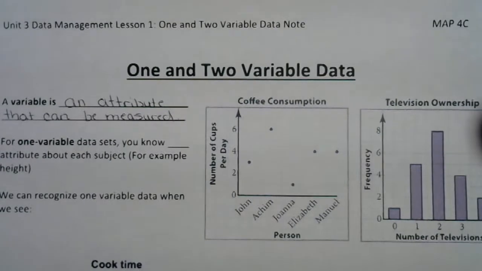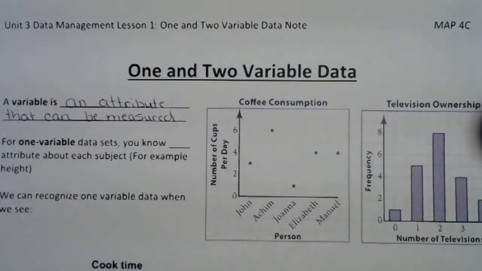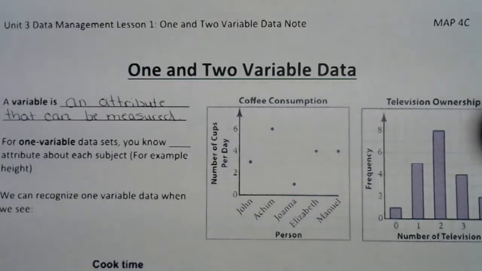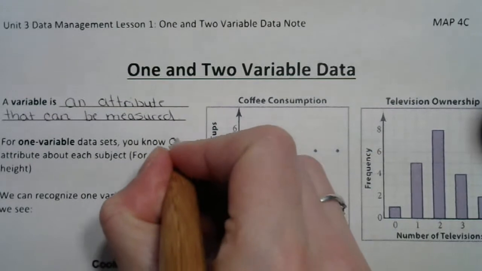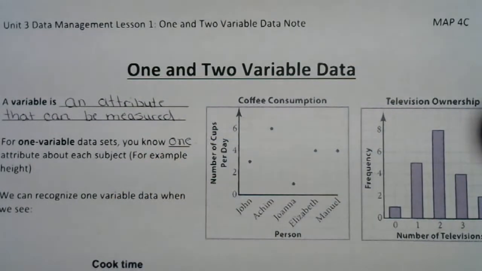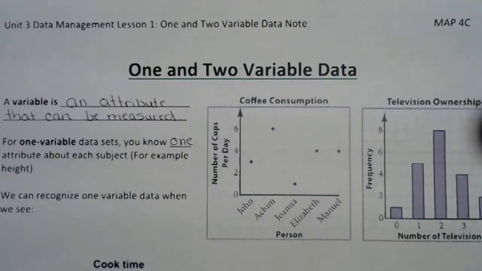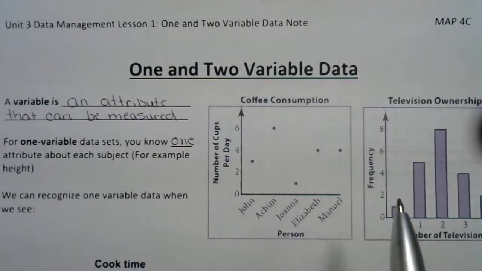So what this means is we can put some sort of quantity to it. We can put a number to it. And these variables can change. Okay? For one variable data set, and this is pretty obvious, one attribute. So if we only have one attribute, for example, height, so we have the height of a person, okay, we can quantify, give a number to that one variable.